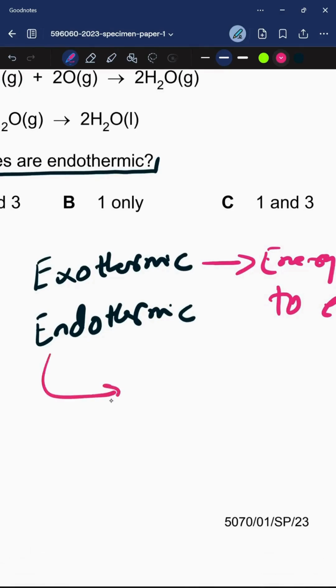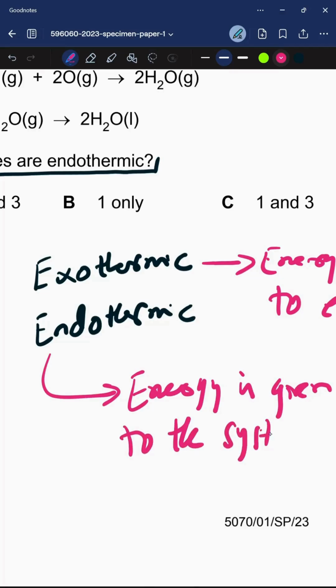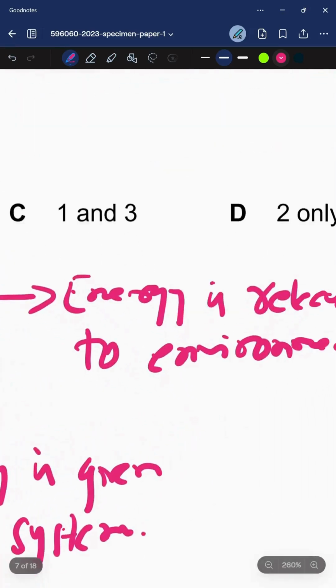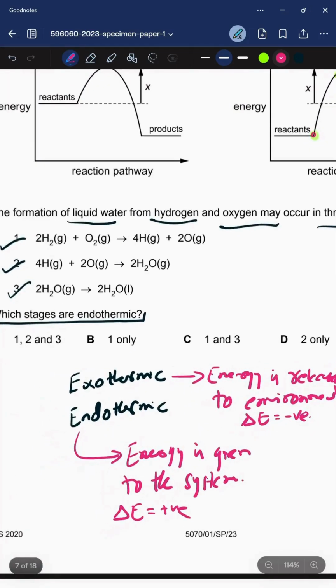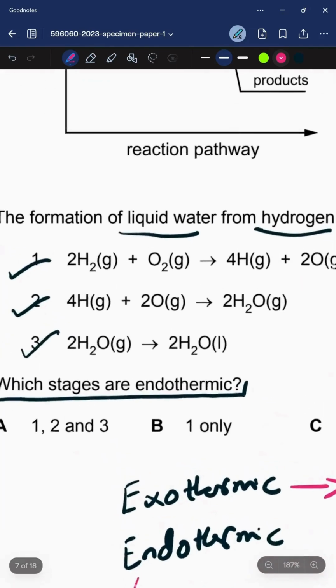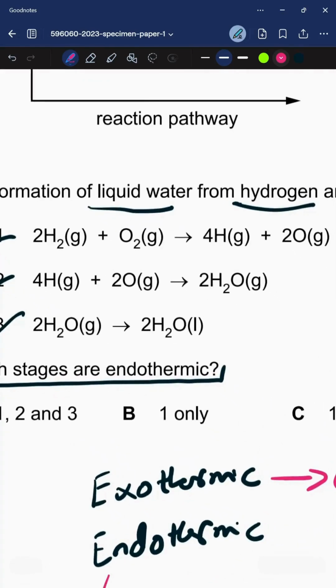And similarly, for an endothermic reaction, energy is given to the system, so the change in energy will be positive. So we can say that delta E is positive for an endothermic reaction, and for an exothermic reaction, delta E is always negative. Now that we know how to tell an endothermic reaction from an exothermic one, we can move on to analyze these 3 stages and figure out which one is endothermic.